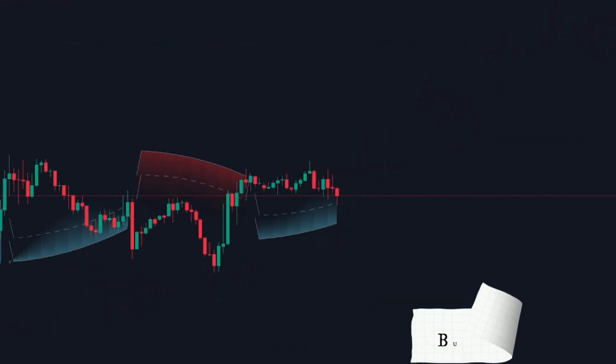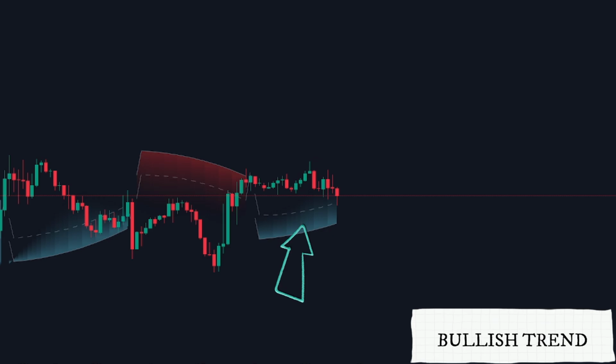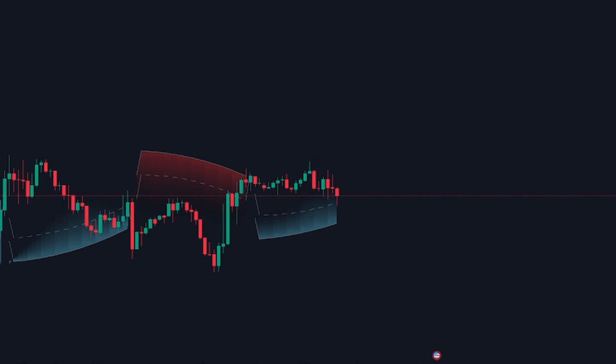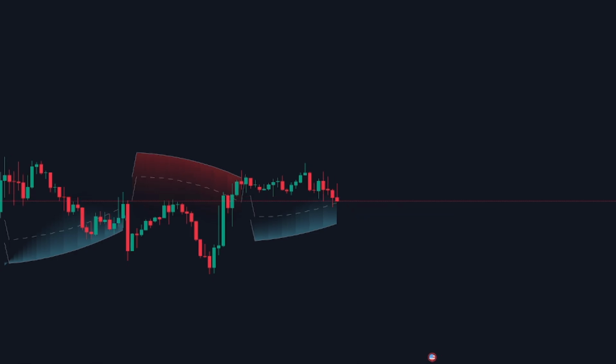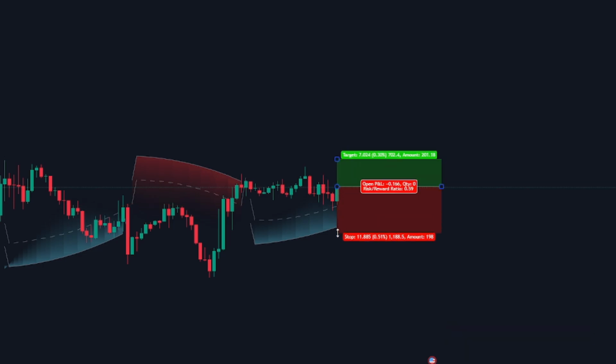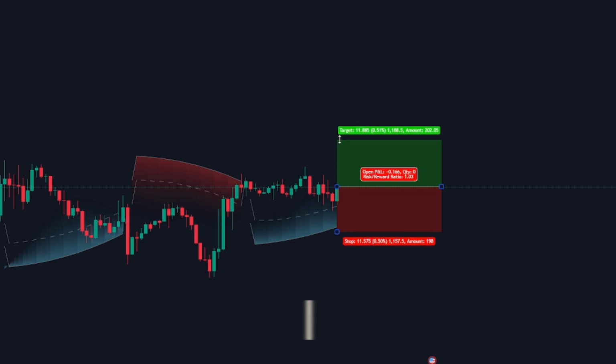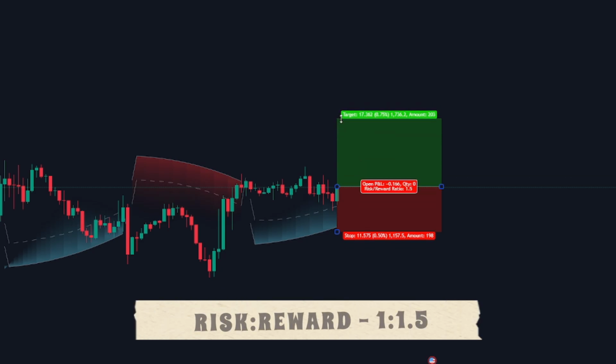In a bullish trend, the trend cloud will be green, and the price should be trading above it. But to confirm a pullback, here's what you need to do. Wait for the price to come down and touch the dashed line without hitting the base of the trend cloud. As soon as this happens, look for an engulfing candle. Once you spot it, take your long position. Your stop loss should go right below the trend cloud, and for your take profit, target a risk-reward ratio of 1:1.5.